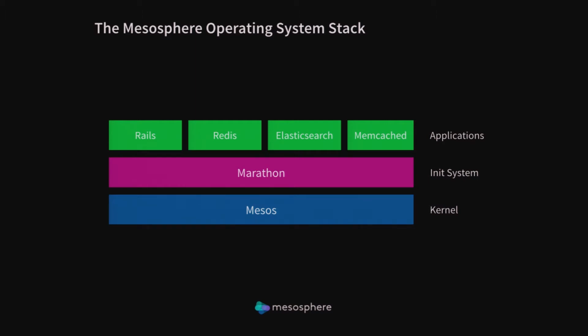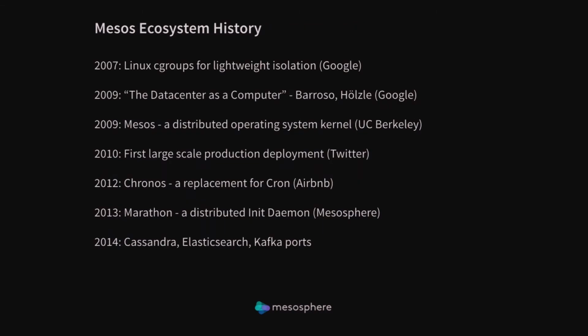So a little bit of history: how Mesos came together and this whole idea of a data center operating system, how that came about. It started in 2007 when control groups were contributed to the Linux kernel. That was done by Google initially. And control groups are a way of doing lightweight isolation.